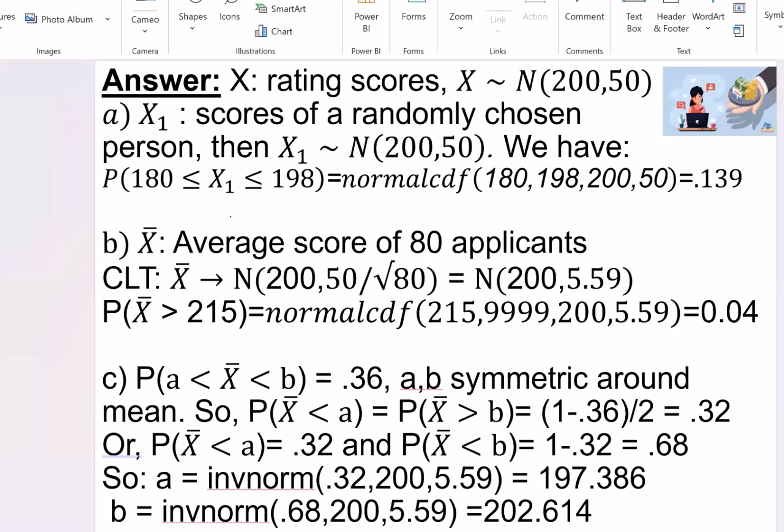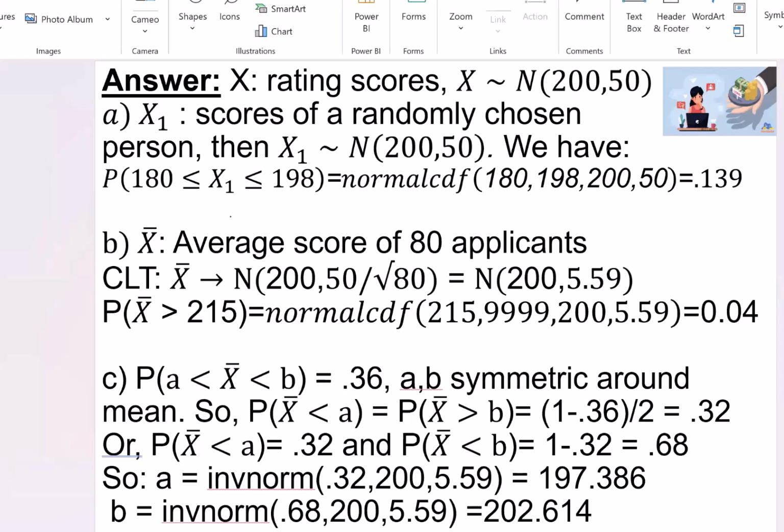You can see here, your probability x bar less than A equals 0.32. So A is basically just the 32nd percentile value of x bar. So you can do inverse norm of 0.32, the mean is 200, and the standard deviation is 5.59, and if you plug it into your TI calculator, you get 197.386. And for B, if you have a fancy calculator, it will be fast, right?